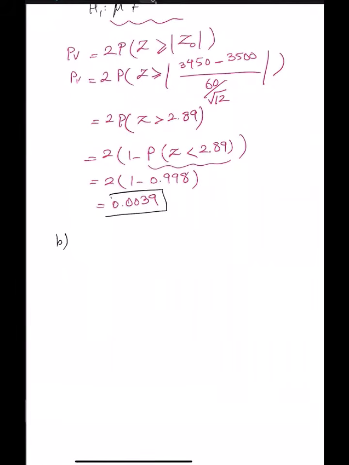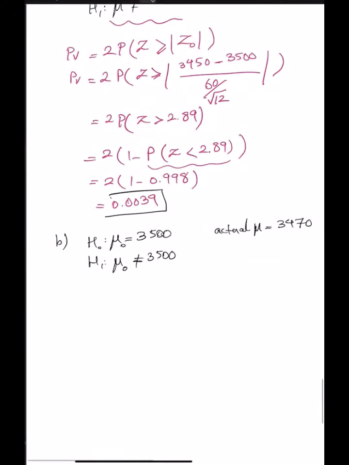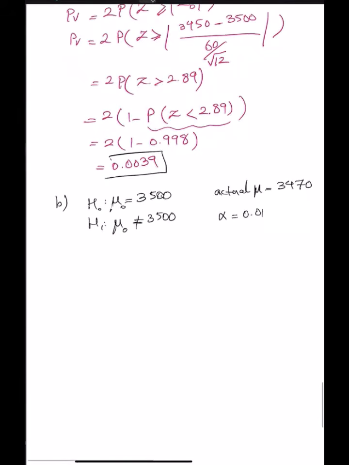In part B, it says, what is the beta error or type 2 error if the true mean is 3470 and alpha is 0.01? Okay. So again, let's look at our null hypothesis. Our null hypothesis says mu is 3500. Our alternative hypothesis says mu is not equal to this value. Actual mu is 3470 and the alpha significance level is 0.01. Okay, so we want to calculate beta, the type 2 error. So again, here we have a two-sided test.